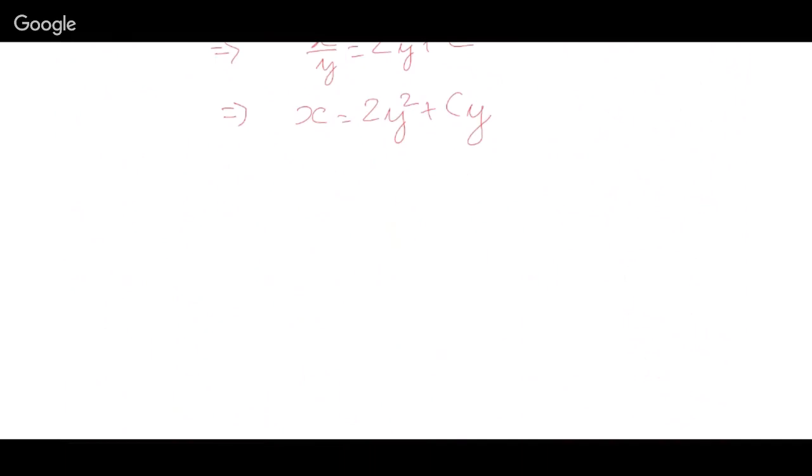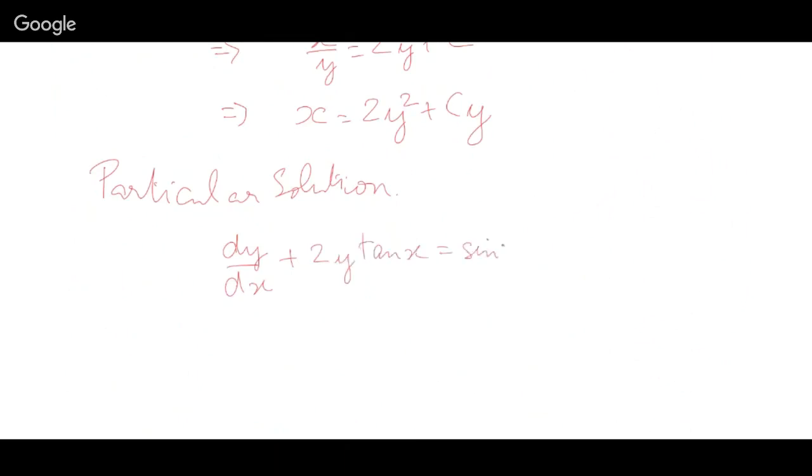So what had been given was that we needed to find out the particular solution to a differential equation dy by dx plus 2y tan x is equal to sin x. And the other thing that was given was, when x is equal to pi by 3, y was coming out to be equal to 0. So let us have a look at how to proceed for this solution.